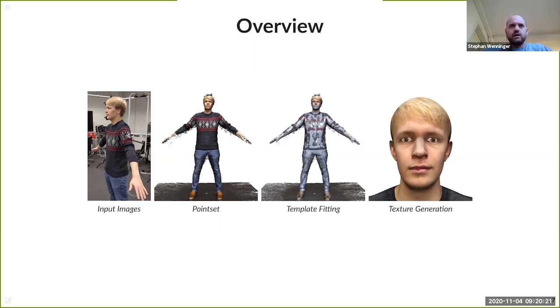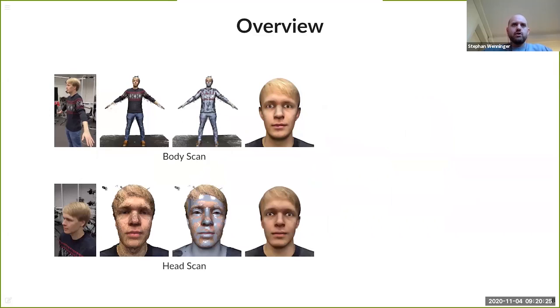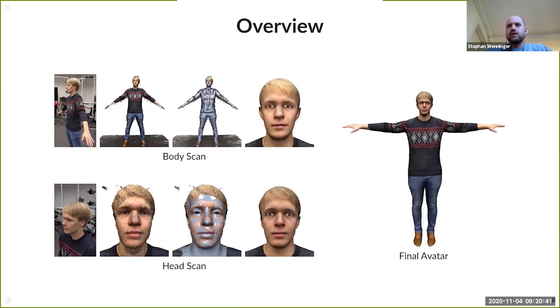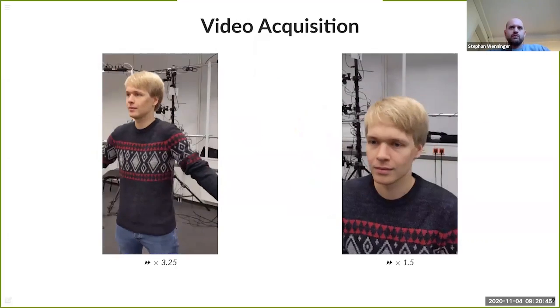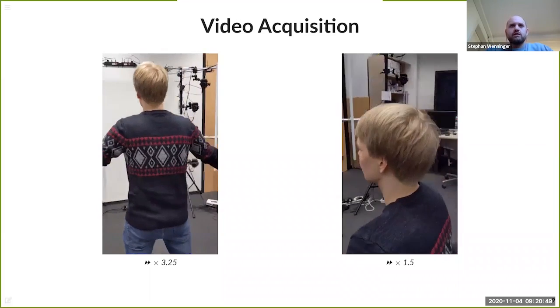So we take this full body scan and merge it together with a separate head scan. So we take a second video that captures the head of the person, and then we basically repeat the same process. Extract a point cloud, do template fitting, and then we merge these two results together to get our final avatar.